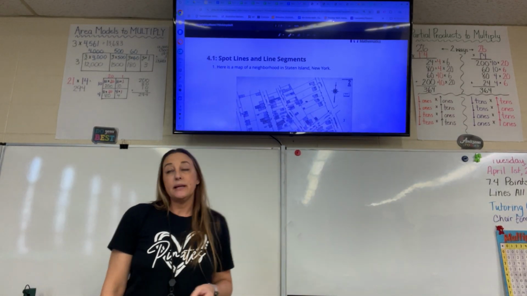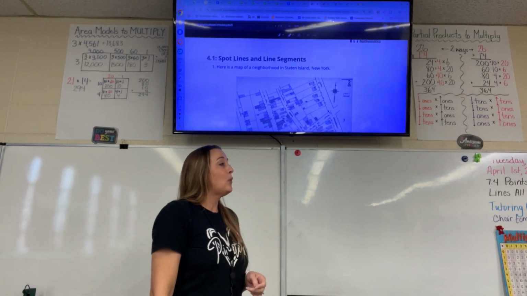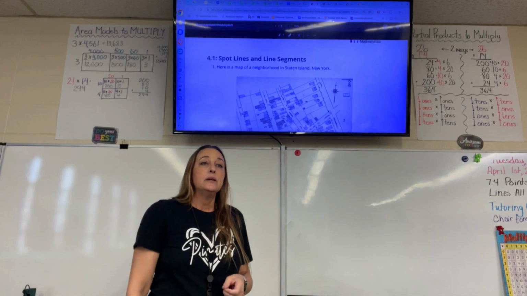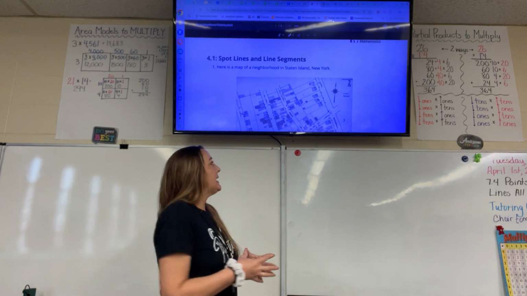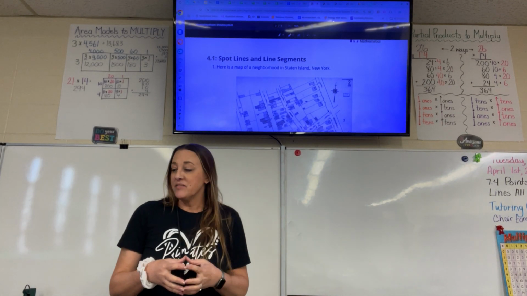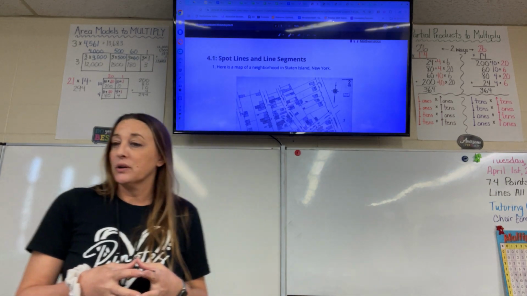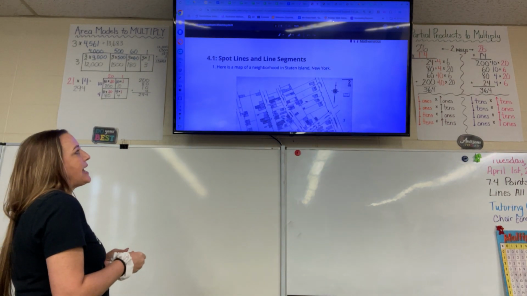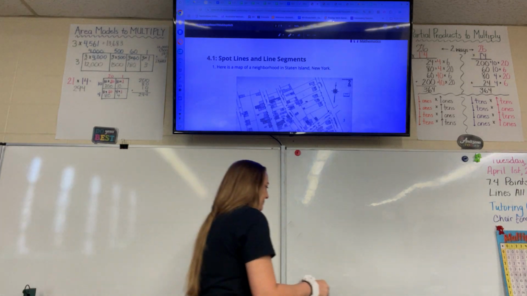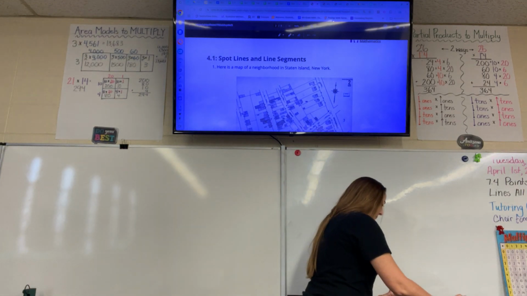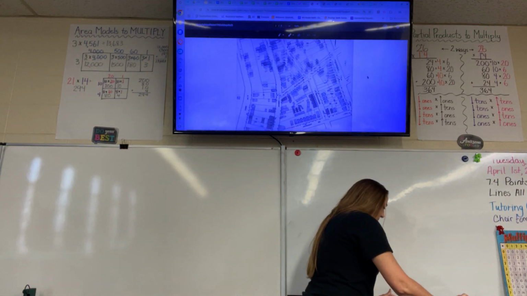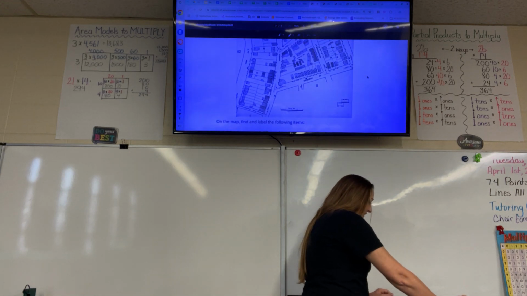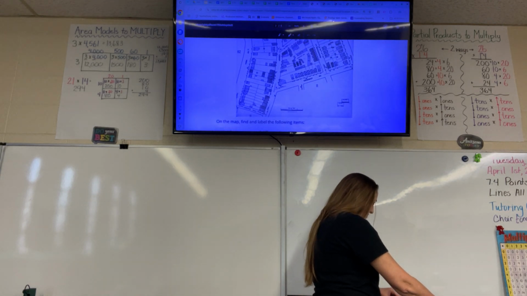Today we are doing lesson 7.4, points and lines all around. Is everybody on the page with the map of Staten Island, New York on it? Yep. Okay, it says here's a map of a neighborhood in Staten Island, New York. On the map, find and label the following items.